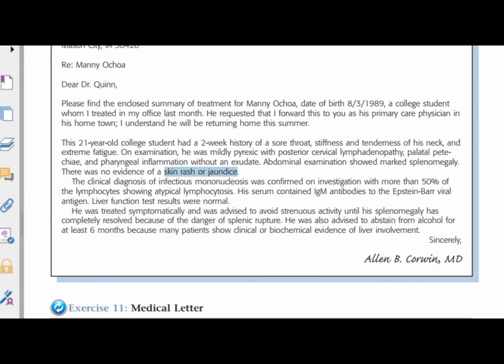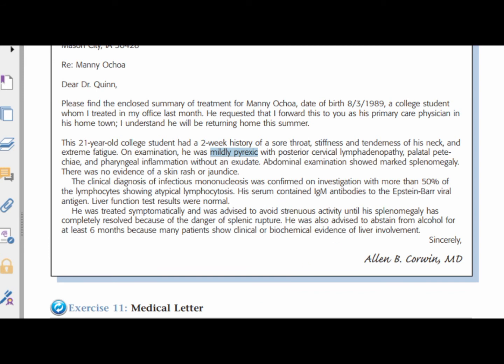So if you asked, how do you know that the patient had a slight fever? Of course, here from the term mildly pyrexic, diba? Pyre means fire, so init siya.